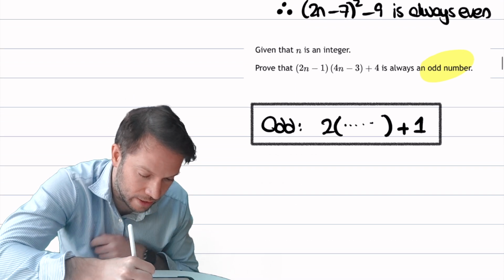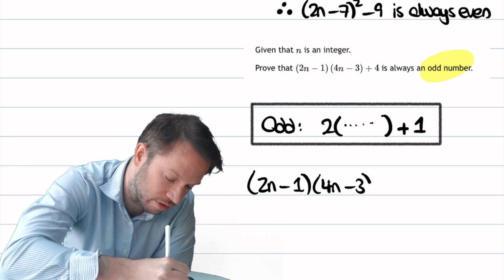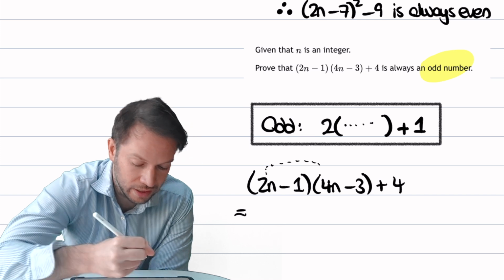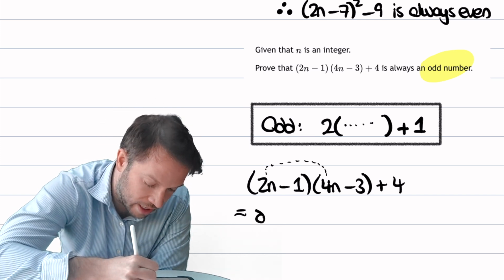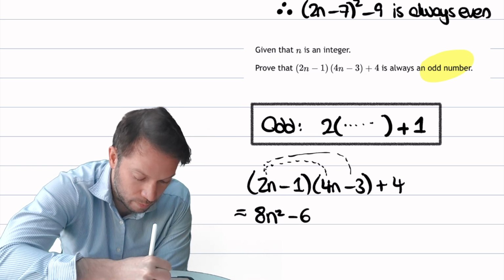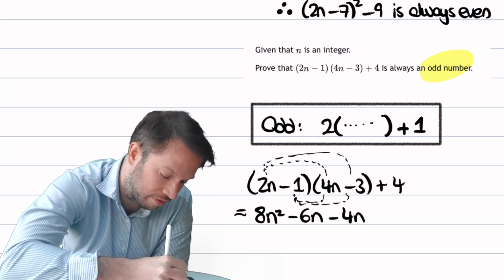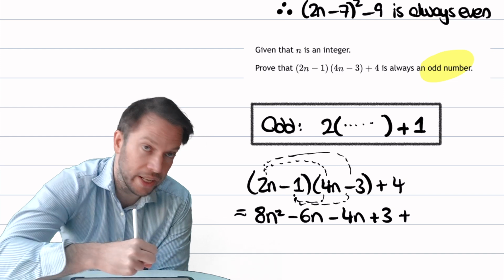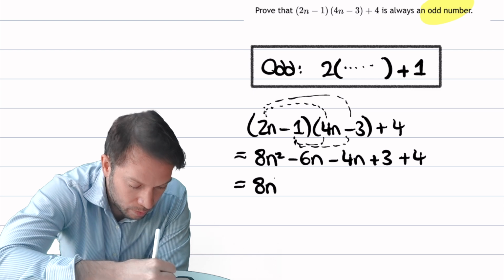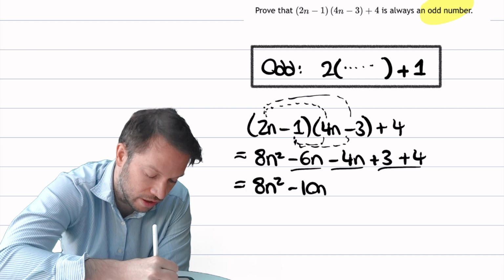We've got 2n minus 1 times 4n minus 3 plus 4. We want to show it's always odd. Let's expand it out. So we do each thing in the first bracket times each thing in the second. So 2n times 4n is 8n squared. 2n times minus 3 is minus 6n. We've got minus 1 times 4n is minus 4n, and minus 1 times minus 3 is plus 3. That plus 4 is there just minding its own business at the end. Let's collect like terms again. We've got 8n squared. We've got minus 6n minus 4n, which is minus 10 lots of n. And we've got the 3 plus 4, which is plus 7.